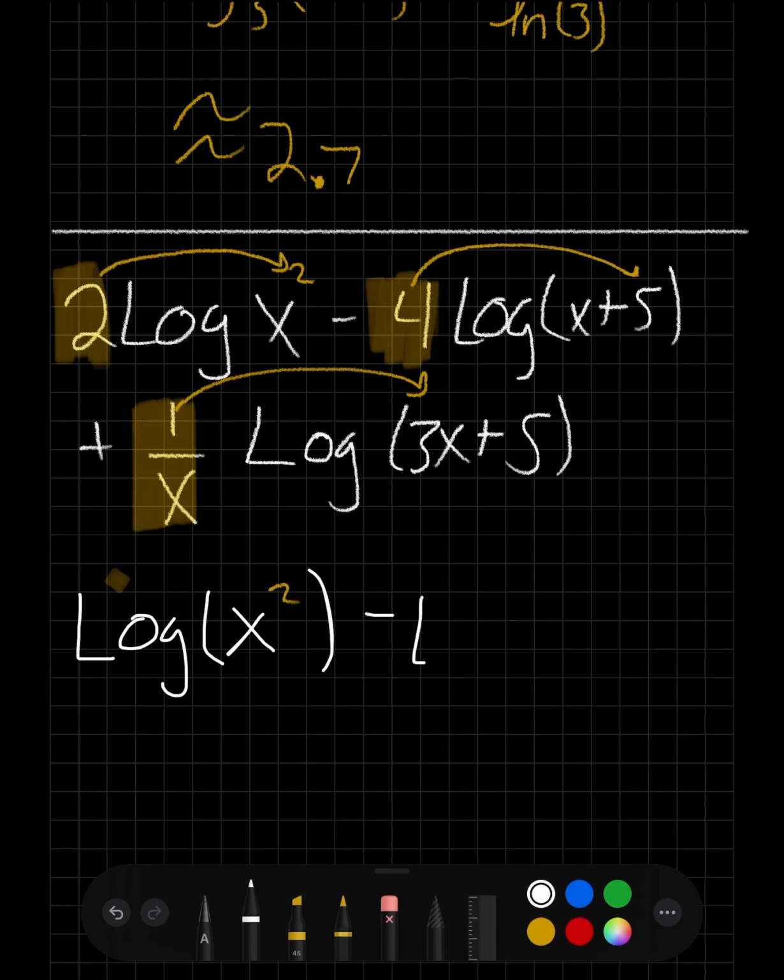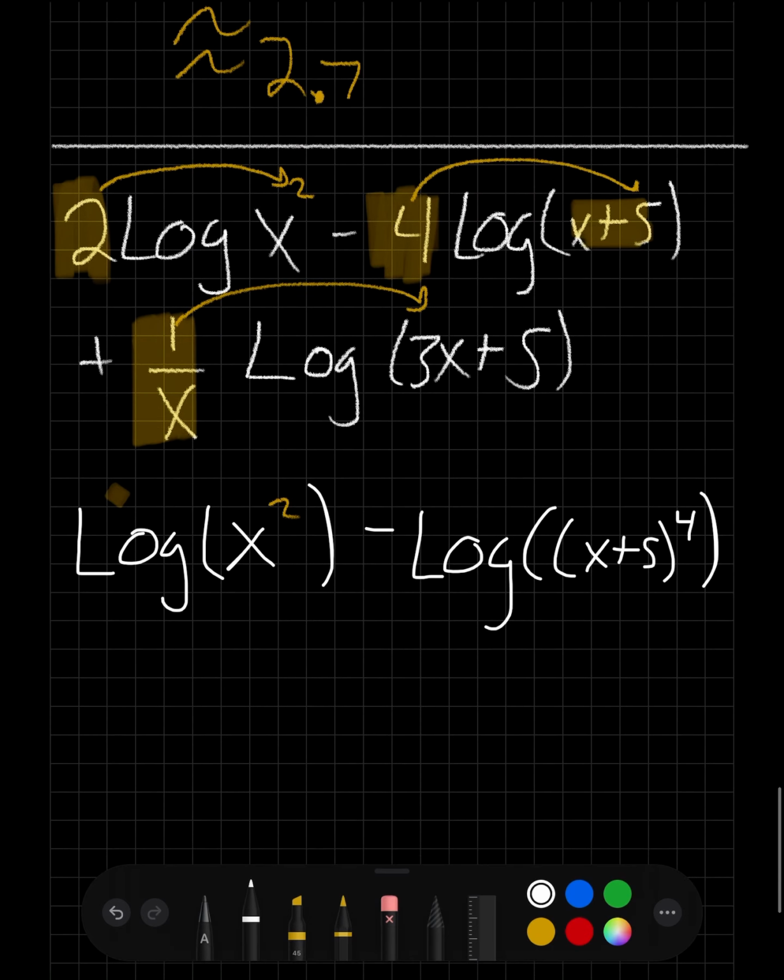So here we end up with log of x squared minus the log. Here's where you have to use caution, because this entire argument is what's getting the exponent. Not just the x, not just the 5, but the entire argument. So you're going to end up with, in here, x plus 5 to the 4th power, like that.